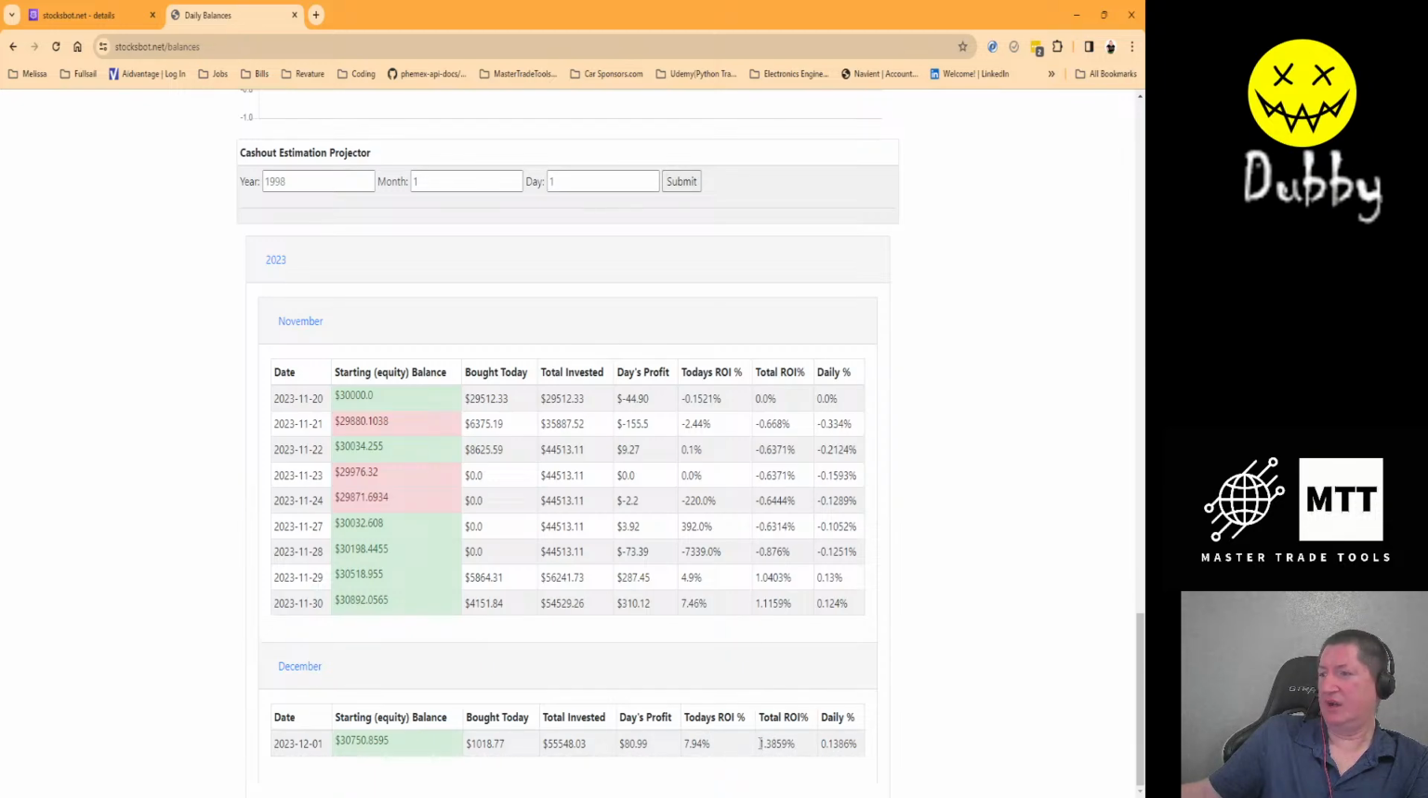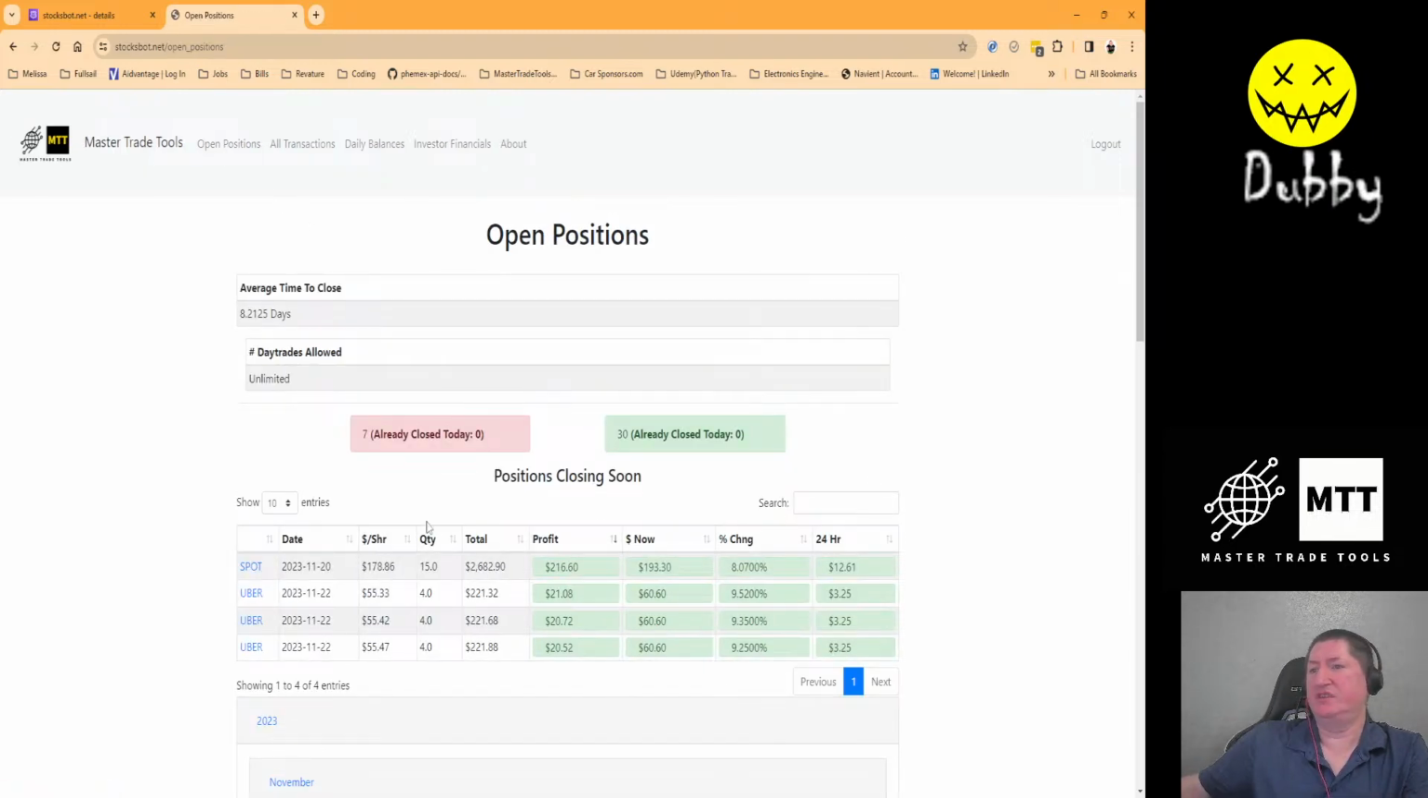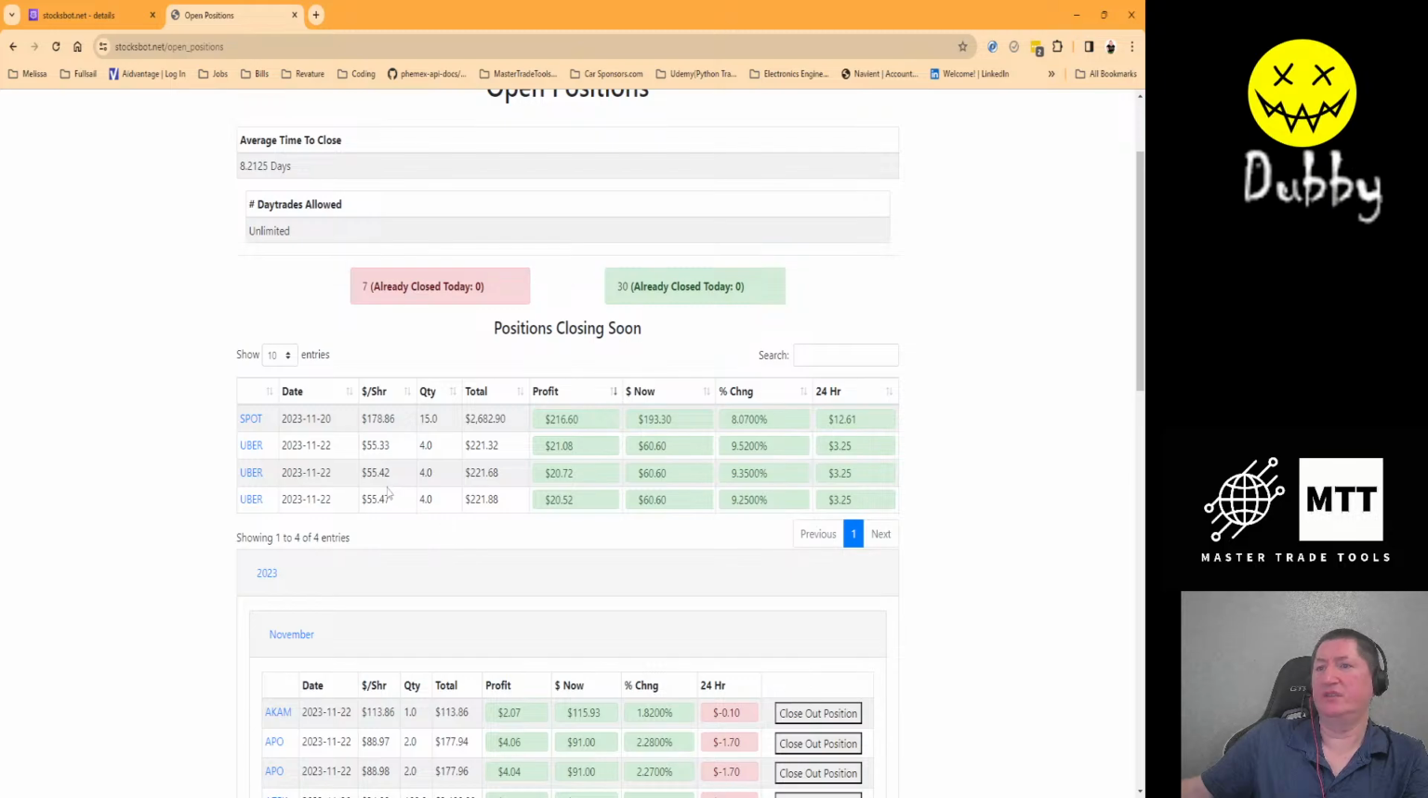The total ROI against our invested amount or initial investment into the trade account is currently at 1.3859% for a daily of 0.1386% over 10 days. Looking at our open positions, looks like we're going to have quite a few of them close out this morning.